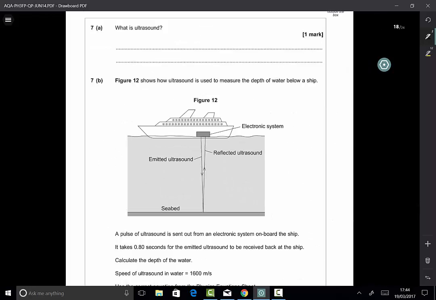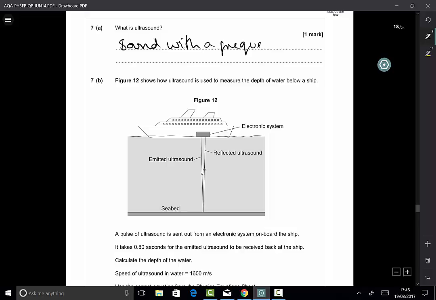What is ultrasound? Ultrasound is sound with a frequency above 20,000 hertz.